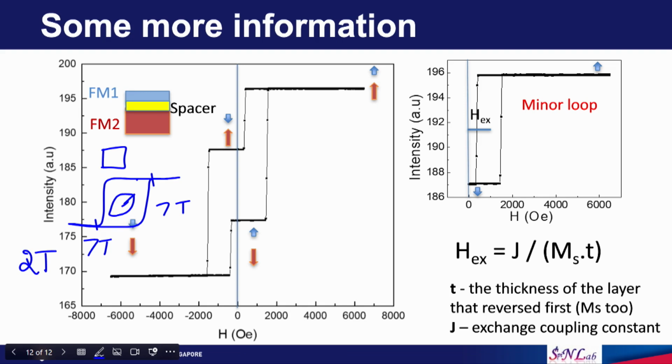Only when you apply 7 Tesla will this loop get saturated, but here I am applying a much smaller field which is not enough to saturate. So, I still get some loop. This is called a minor loop. In this case again we are going from saturation, but we are stopping somewhere here. We are not going all the way to the other side. So, this is called a minor loop.